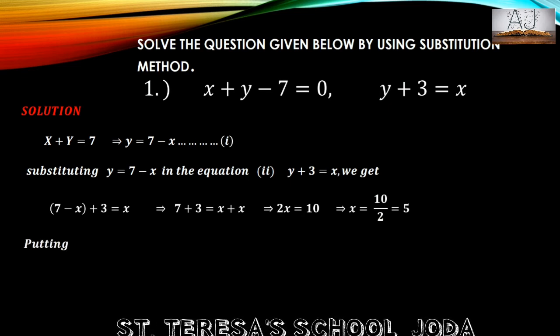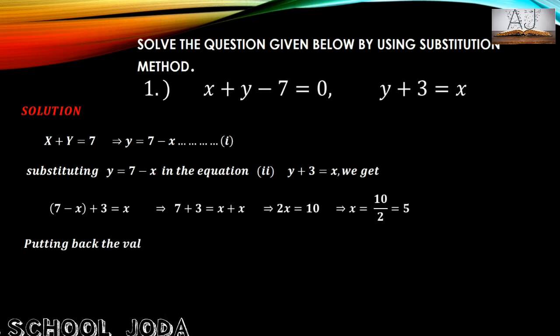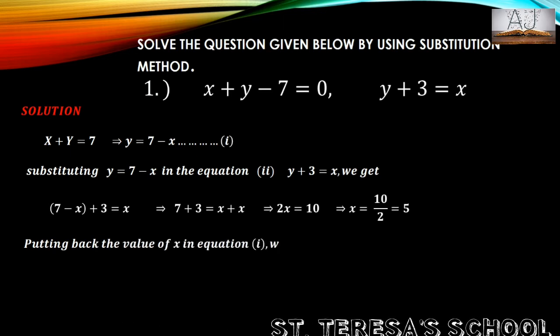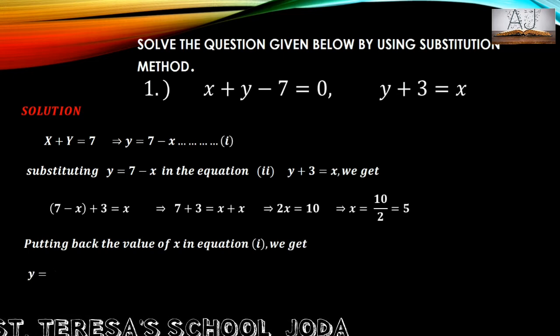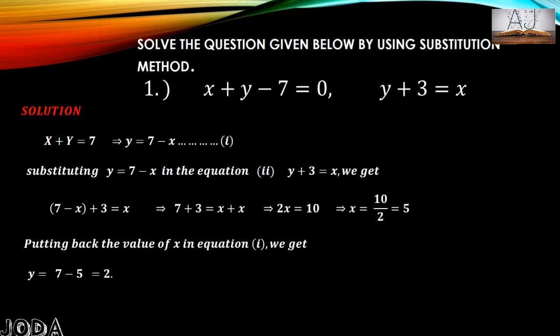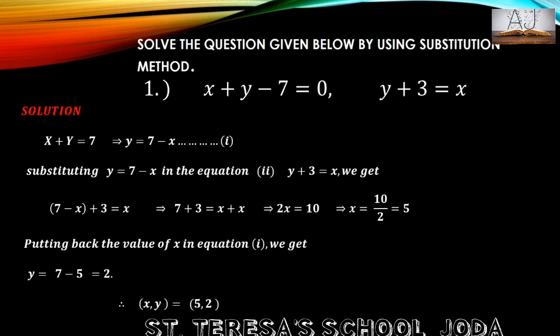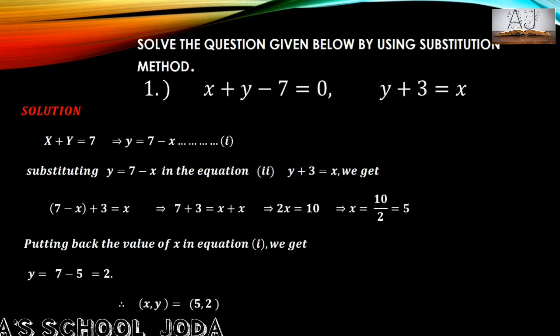That is 5. Now we will substitute this value of x in the first equation which we have done. We had y equal to 7 minus x. So in place of x, we'll substitute 5. So y equals 7 minus 5, which means 2. So we have got the values of x and y as 5, 2.